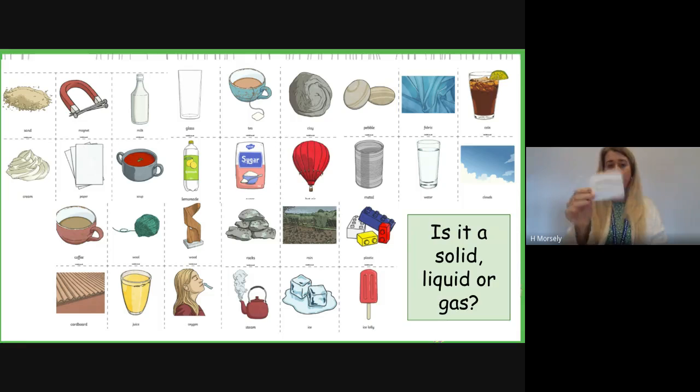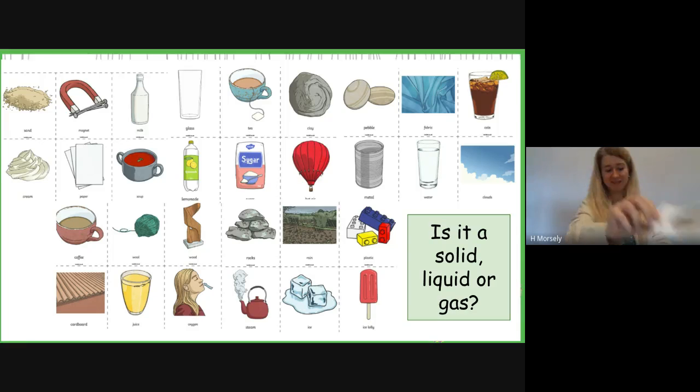Clouds are a gas. Milk. Liquid. Tea. So it's not the cup we're looking at, it's what's inside the cup. The tea is a liquid. Ice lolly is a solid.